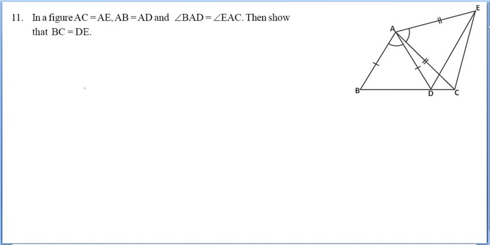Now come to the last question of this exercise, the 11th question. It is given that AC is equal to AE, and AB is equal to AD, and angle BAD and angle EAC are equal. Then show that BC is equal to DE. So how can we show this? Let us do it.